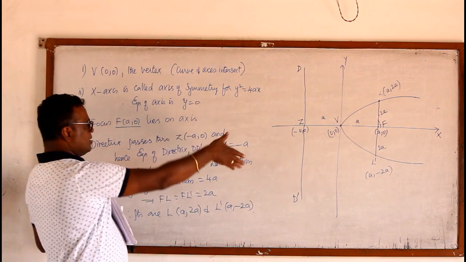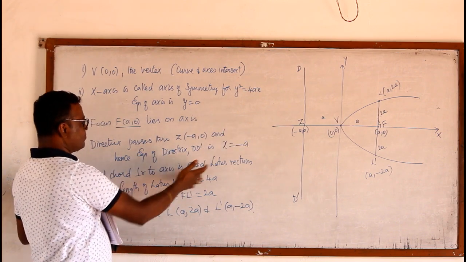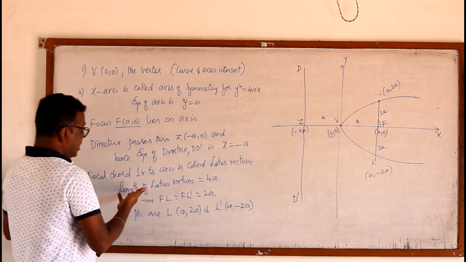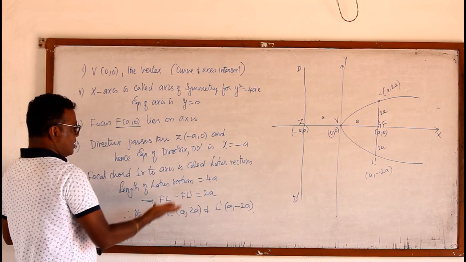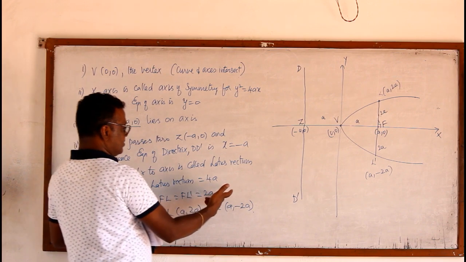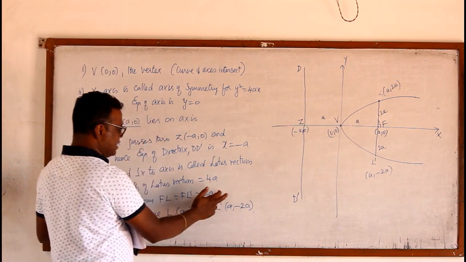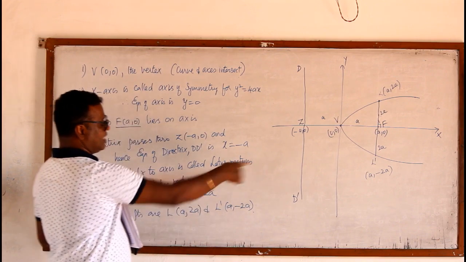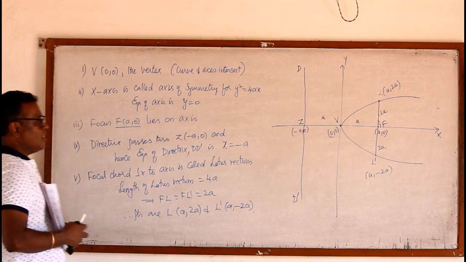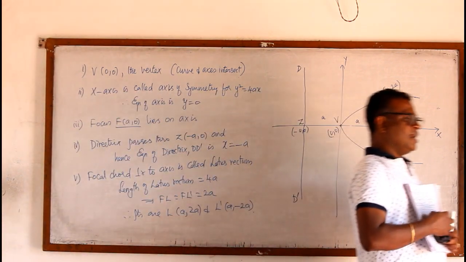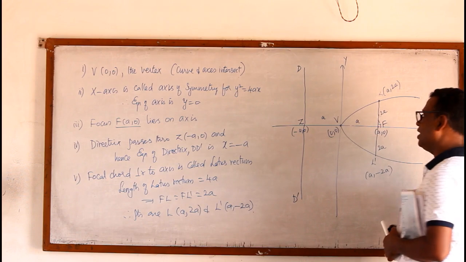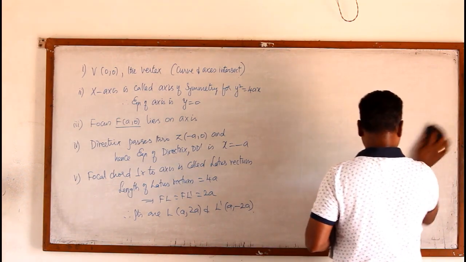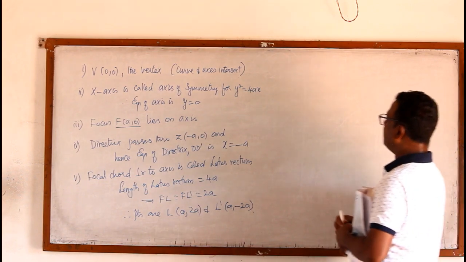Then the focal chord perpendicular to the axis is called the latus rectum, and the length of the latus rectum is 4a, such that FL equal to FL' equal to 2a. This is called the semi-latus rectum, and the points are L (a, 2a) and L' (a, minus 2a). Now this is one type of parabola, and we call this one the standard parabola.